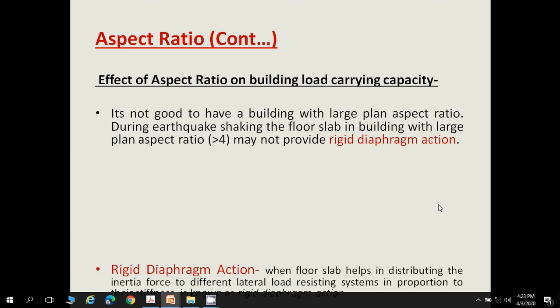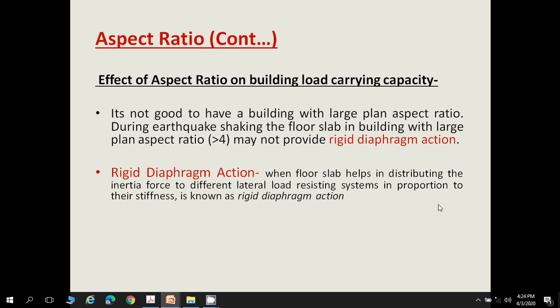The definition of rigid diaphragm action is when the floor slab helps in distributing inertial force to different lateral load resisting systems, that are columns and structural walls, in proportion to their stiffness. Stiffness means the load required for a unit displacement. All the load resisting elements, columns or shear walls, have different cross sections, so their stiffness will be different, and the inertial force will be distributed among them in proportion to their stiffness. This is called rigid diaphragm action.